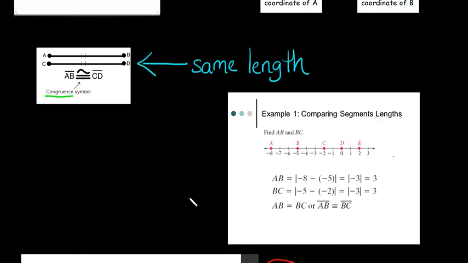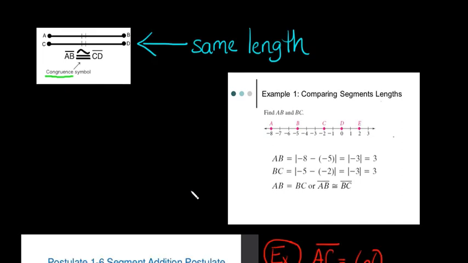So if I show you an example of comparing segment lengths, we've got this line here with a bunch of different segments, and we're going to compare AB to BC. If I look at AB, I have to subtract -8 minus -5, which you can see right here. When you work that out, you take the absolute value of -3, which is 3.